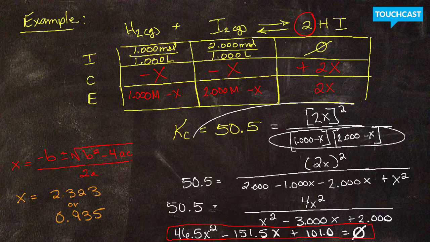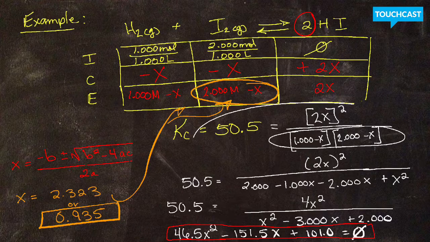So looking at these 2 values, come up here and look at your ICE table. Okay? Do you really want your x value to be larger than 2? Can we go into negative concentration here? No, that's not possible. So the better solution for x is this guy.